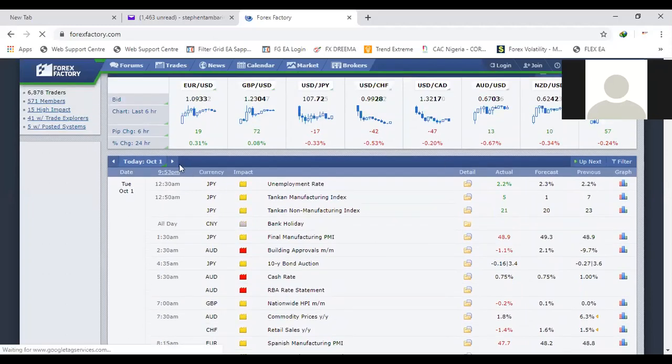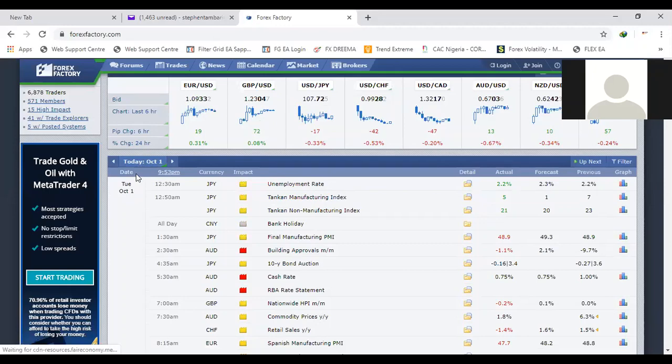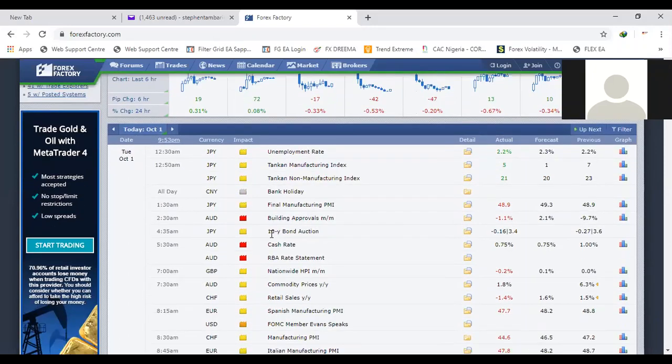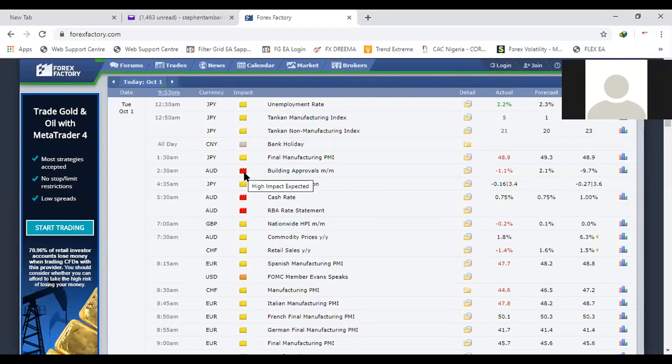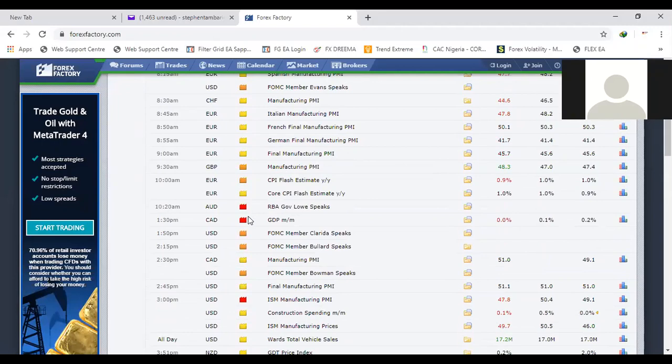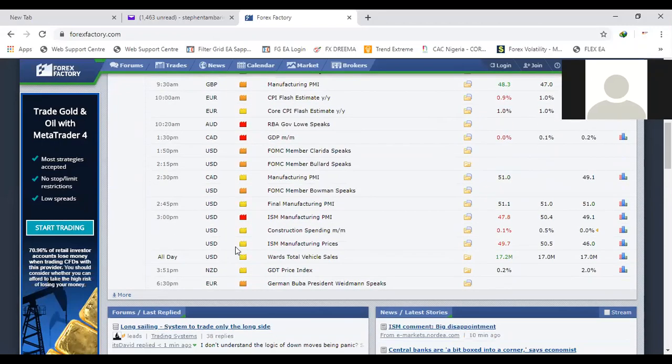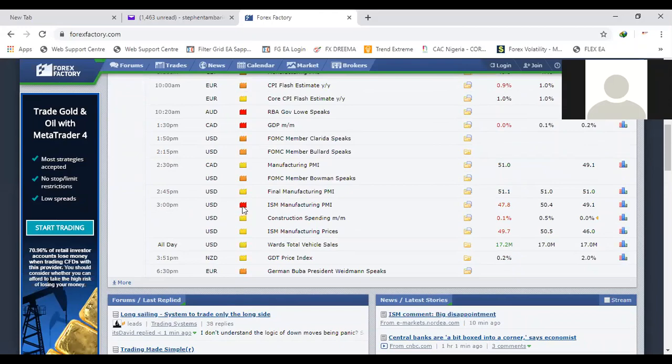Make sure that your date and your time are correct. As you can see, this is 9:53, and this is 1st of October. Now you target these red folders. If you don't know how to trade the news, you better leave the market before the news time, like US dollar 3 p.m. If you're trading forex and you see red folders like this by 3 p.m., make sure you've taken your profit and you've left the market, because the news is a deformation. It can spike either way. It can go up, it can come down.